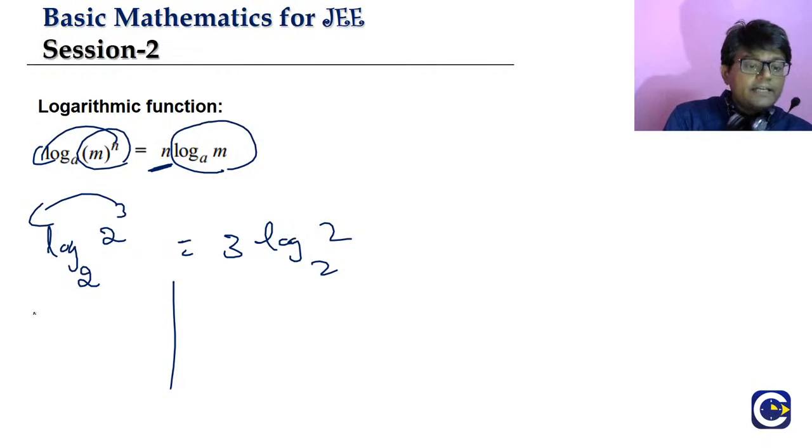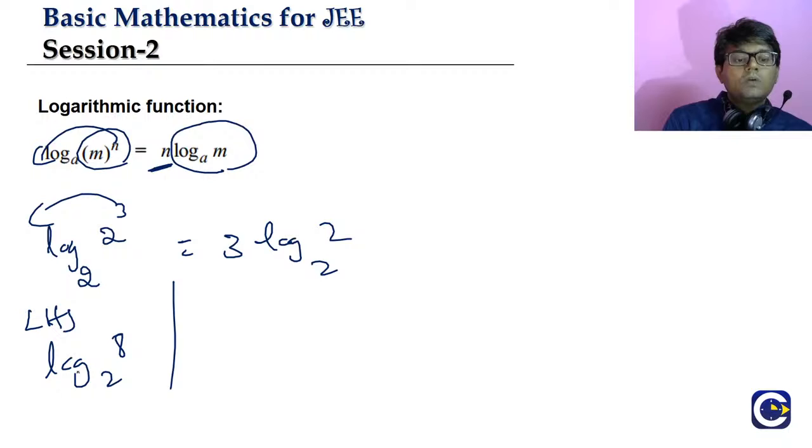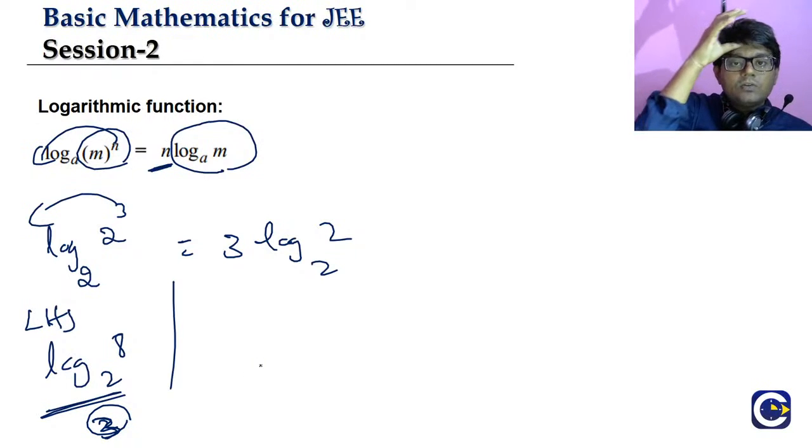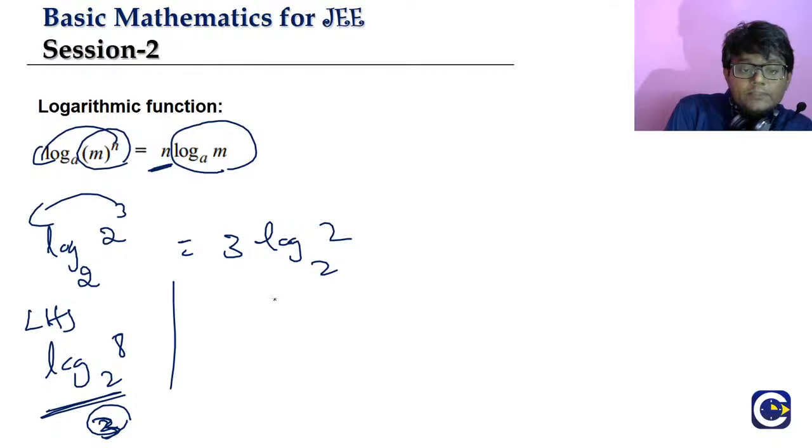Now we will just verify it. LHS is what? Log of 2 cube means what? 8 only, no? What is log of 8 to the base 2? 3. Log of 8 to the base 2 is what? 3, because 2 cube is equal to 8. Now what about the RHS part? Look at the RHS part.